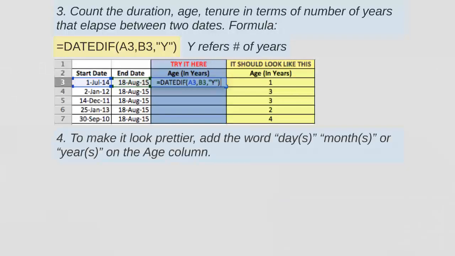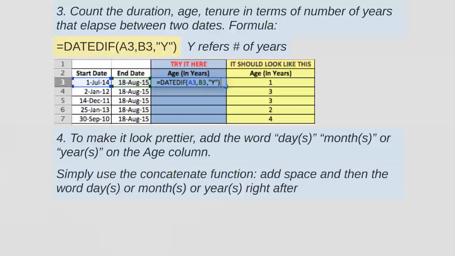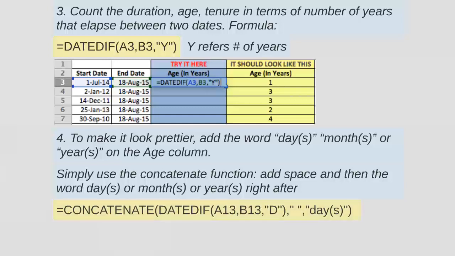And of course, the fourth way, if you want to make it look prettier and you want to add the word days, word months, or even years on the age column, and we switch back to the previous video where we talked about using the concatenate function, which allows us to combine different words, we can use this in the same way. And we can use this formula within the concatenate function. And what we do is we can add a space and then utilize the word days, day, month, months, or even year or years right afterwards.